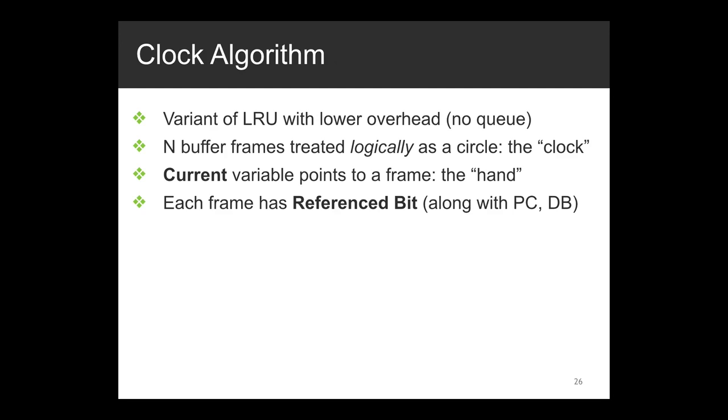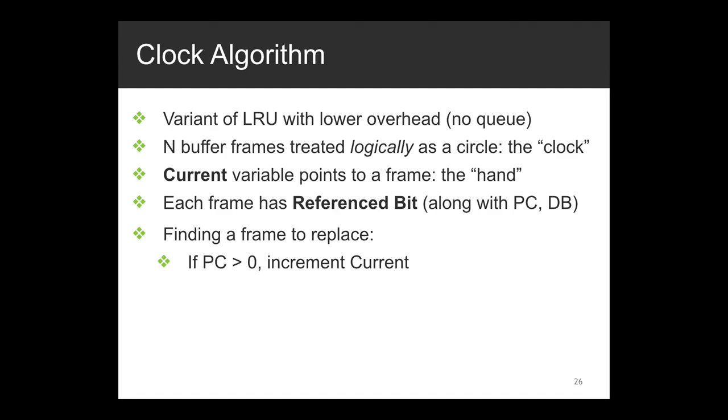And each frame has a reference bit alongside the pin count and the dirty bit. So essentially the only metadata that is saved here is the frame pointer queue. Instead of having a long queue of frame pointers, all you have is this current variable. Okay?